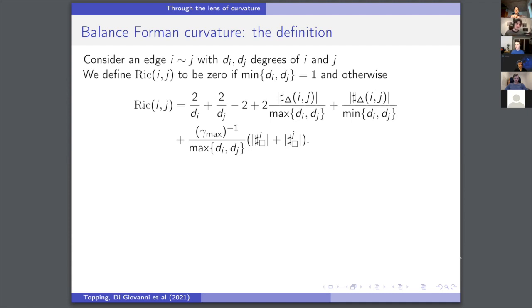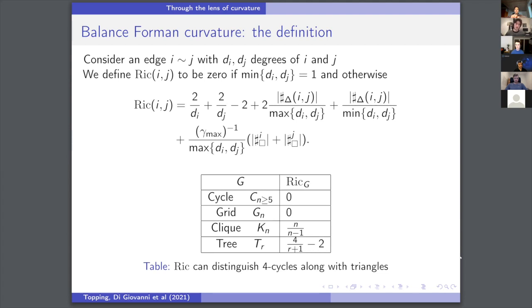But let me, for example, mention that we recover all the behaviors that I was mentioning before. So, for example, on a cycle, which is the graph counterpart of S1, the circle, the Ricci curvature is going to be 0. On a grid, differently from Forman, we can recover 0 curvature, so this is flat behavior. On a clique, we have positive curvature, and finally on a tree, we have negative curvature. But what is also important is that in all of these cases, this balanced Forman curvature coincides with the Ollivier curvature.